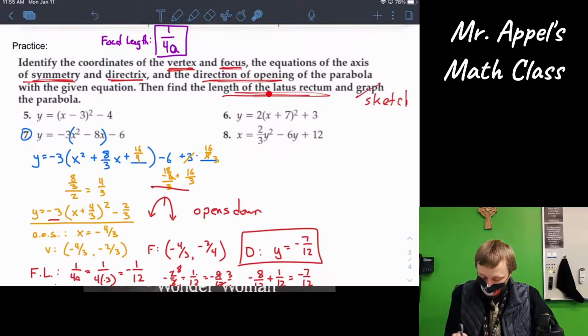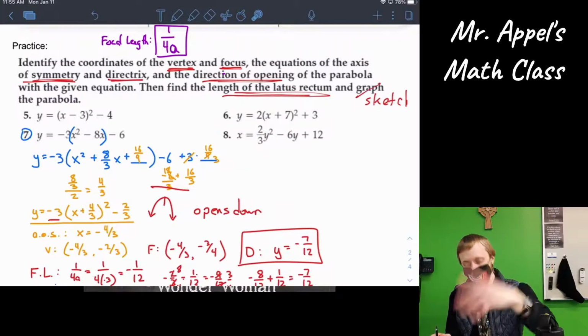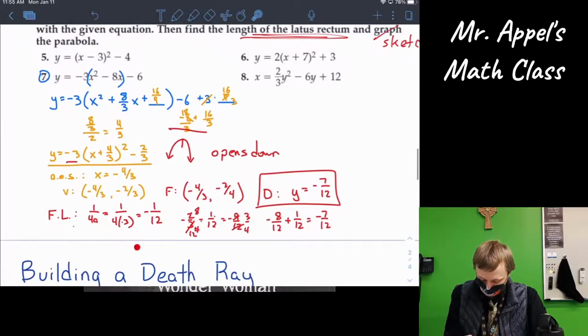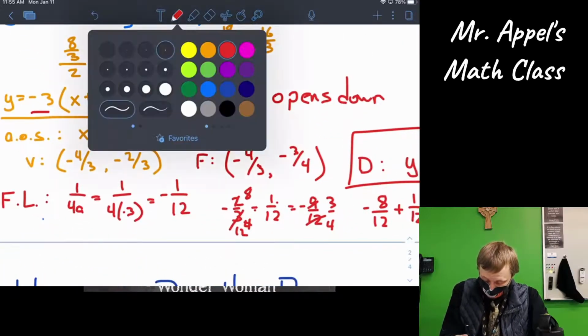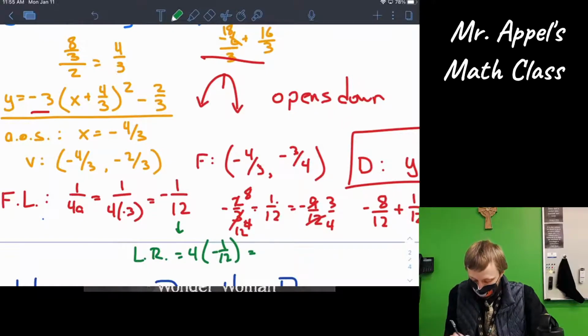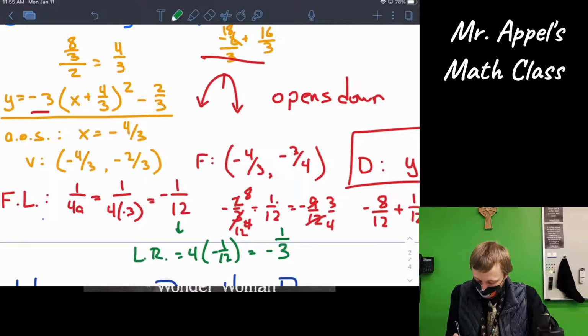Okay, length of the latus rectum is 4 times the focal length. So we'll take this guy right here. Running out of colors and space. A little bit darker green. So the latus rectum equals 4 times negative 1/12. Or you can remember it's just 1 over A, whichever works for you. So 4 times 1/12 gives us negative 1/3.